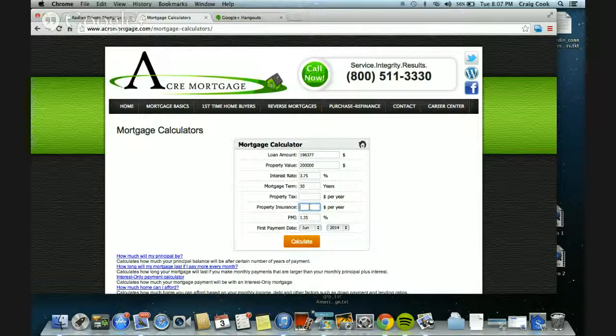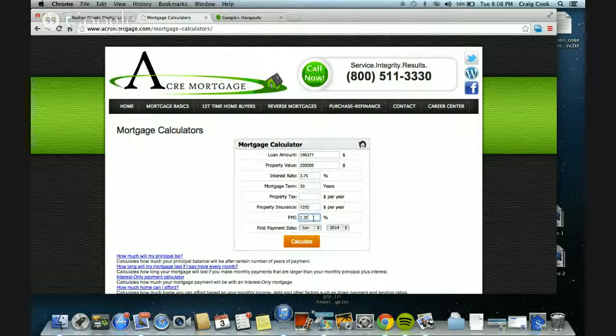So if we take our taxes, which are $6,000 a year, and we add our insurance to that, which would be $1,200 a year, we would get $7,200 a year. And we're going to put all of that in the insurance box for now until this is fixed, and then you can separate them, but it really doesn't matter. It all adds up in the same spot anyway.